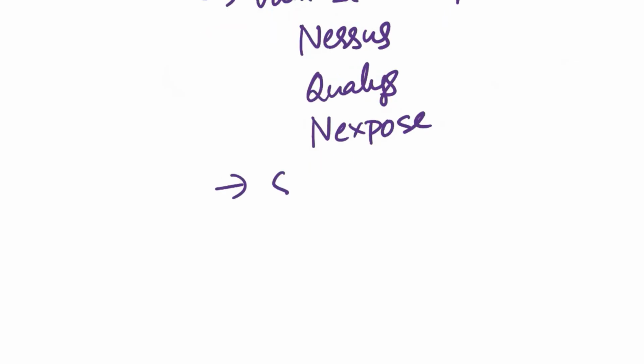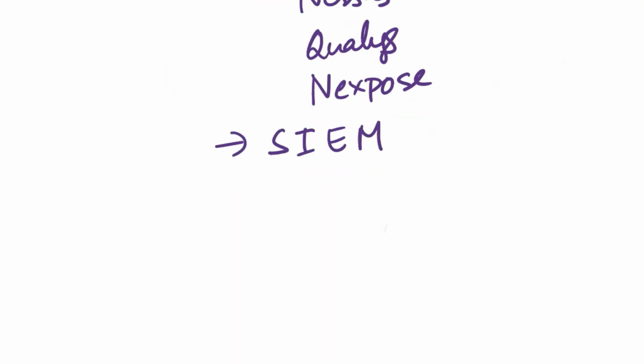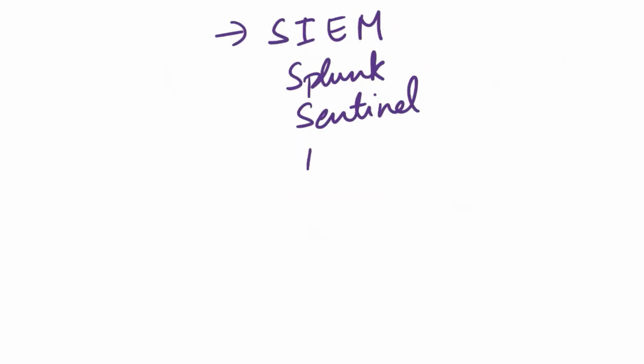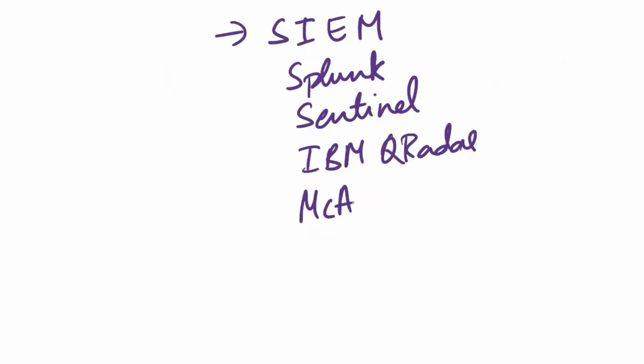Next is Security Information and Event Management Systems, that is SIEM solutions. These solutions collect and analyze log data from various network devices and applications to identify and respond to security incidents. Examples include Splunk, Azure Sentinel, IBM QRadar, McAfee ESM.